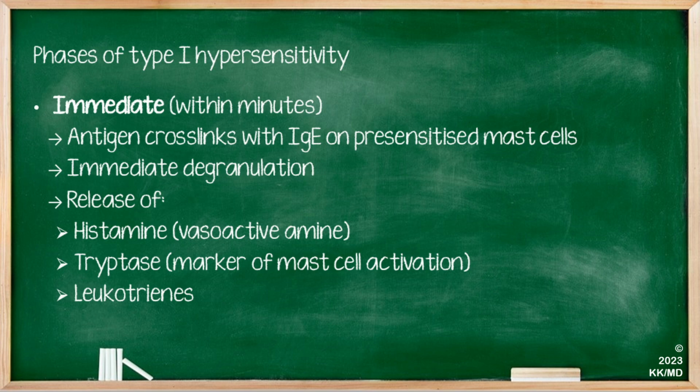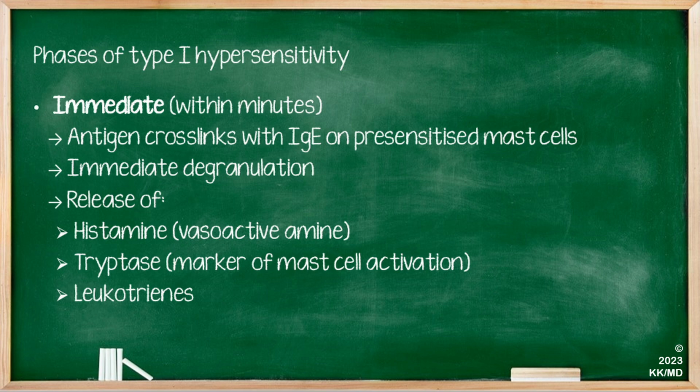So let's come back to Type I hypersensitivity now. This occurs in several phases. So there's firstly an immediate phase, and then there's a later phase, which we'll talk about in a while. The immediate phase happens within minutes, and this involves antigen cross-linking with IgE on pre-sensitized mast cells. This leads to immediate degranulation and the release of various pro-inflammatory chemicals, including histamine, which is a vasoactive amine, tryptase, which is a marker of mast cell activation, and leukotrienes.